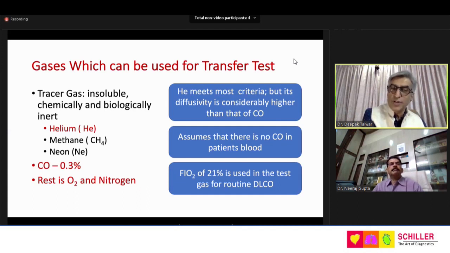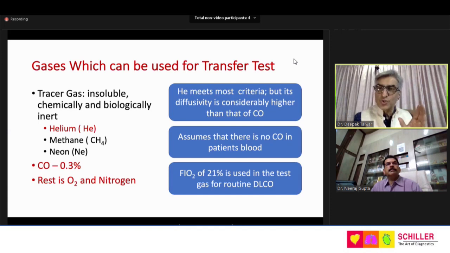And it also contains carbon monoxide, which is 0.3% in concentration, and the rest is oxygen and nitrogen. So the gas which is used for a diffusion study has a fixed mixture of a tracer gas, carbon monoxide, oxygen and nitrogen.